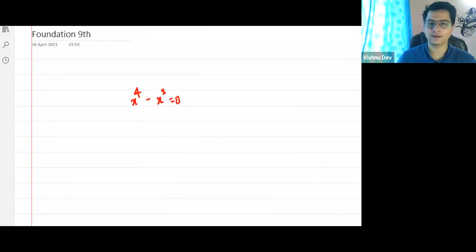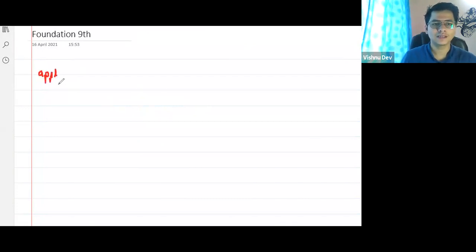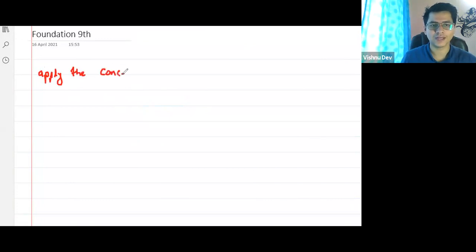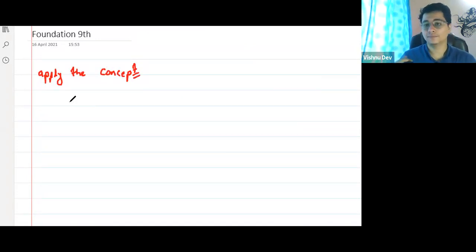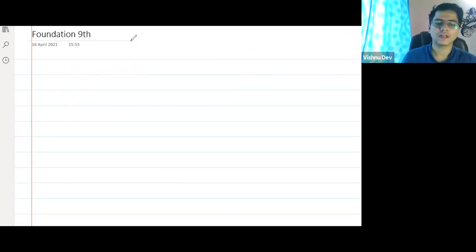If you know the concept, you know how to apply the concept. So intuition is basically the application, how to apply the concept that we learn, and thinking about the different types of problems that can be asked based on the concept. Clear? So in this foundation, we will be focusing on those things. Now, when we talk about the topics that we will be covering, let's write it down.